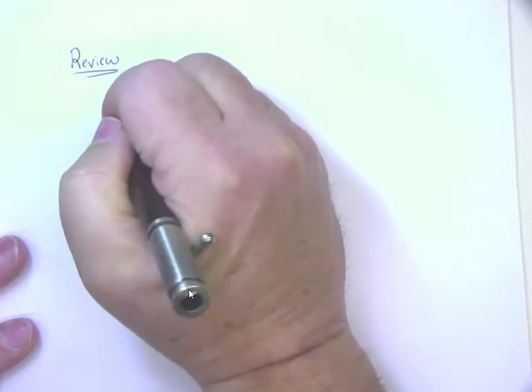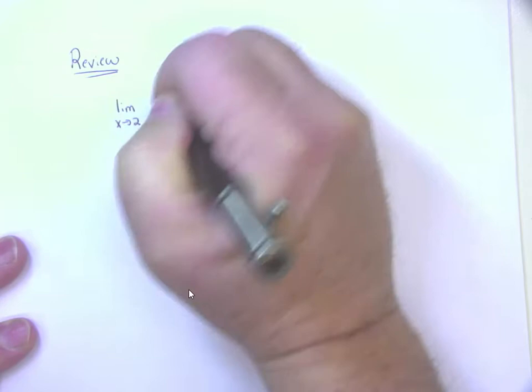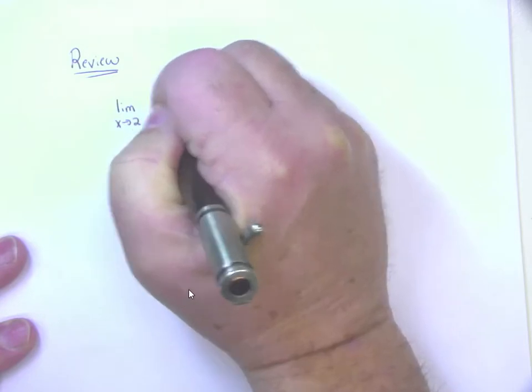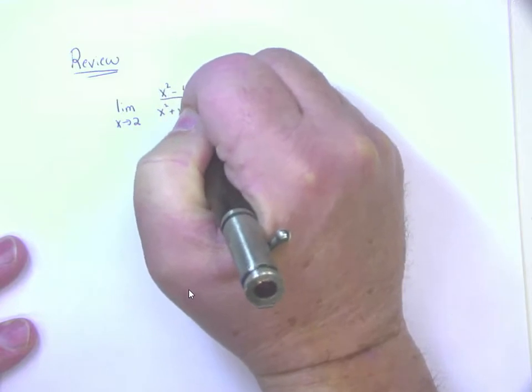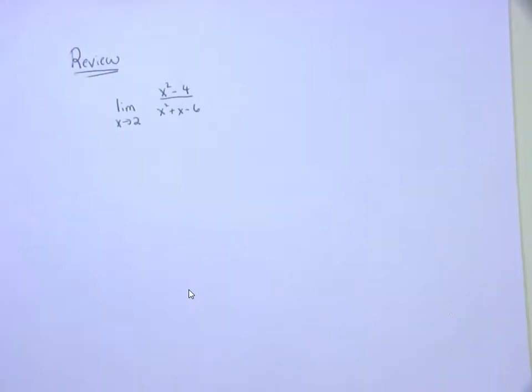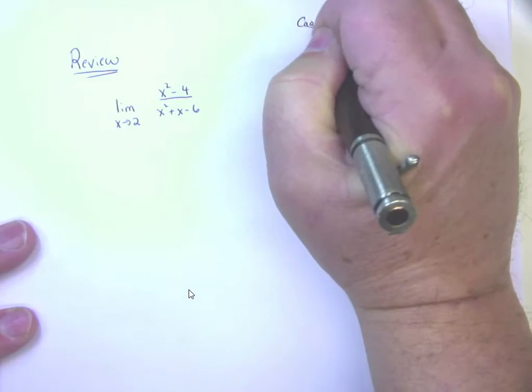So the review is this. First things first. We've been doing limits, beating to death limits. When I take the limit as x approaches 2 of x squared minus 4 over x squared plus x minus 6, when it comes to limits, we basically have 3 different cases. This is what we call a full limit here. What are the 3 cases of limits? So I'm going to write them over here. Cases for limits.